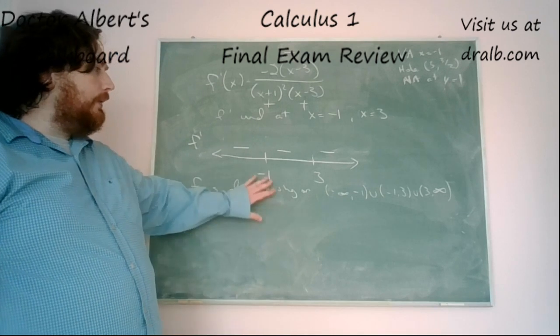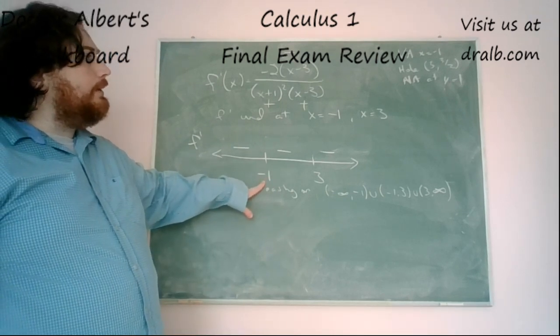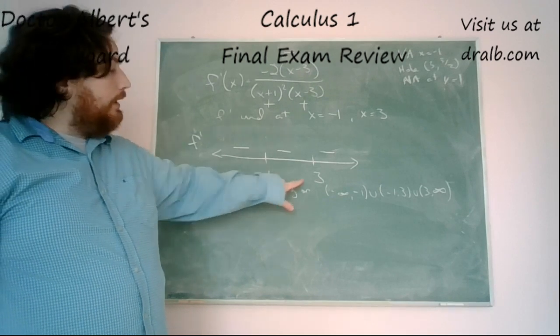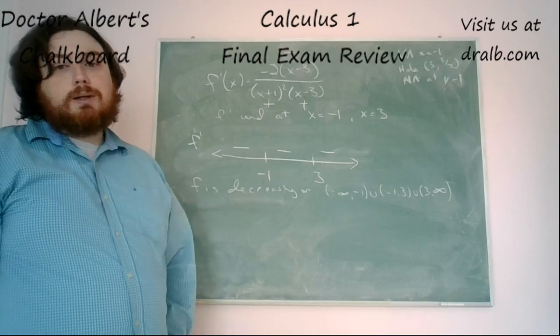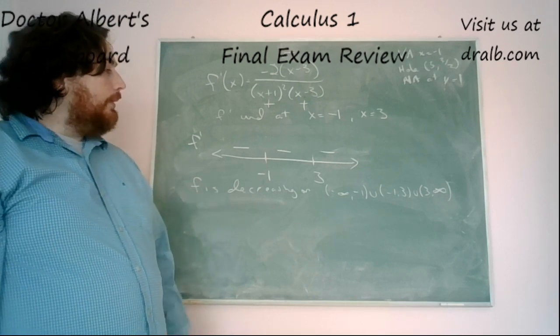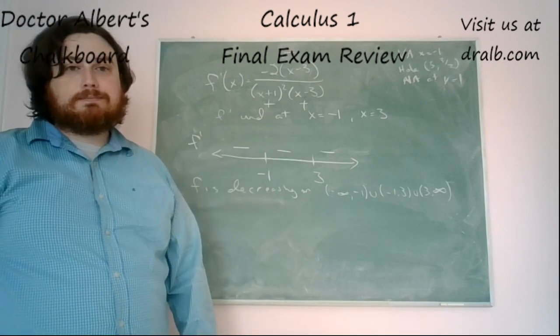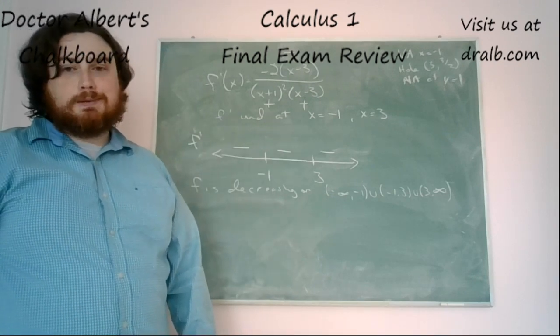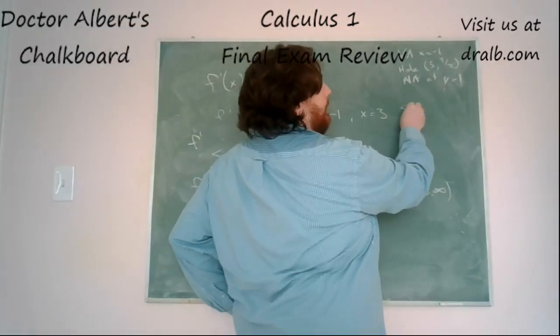Now, we would want to find any critical points, but notice that at negative 1, do we have a critical point? No, because it's not in the domain. At 3, do we have a critical point? No, because it's not in the domain. So we actually don't have any critical points for this function. We just know that it's decreasing everywhere. Questions so far? All right. So I'm going to draw that up here.